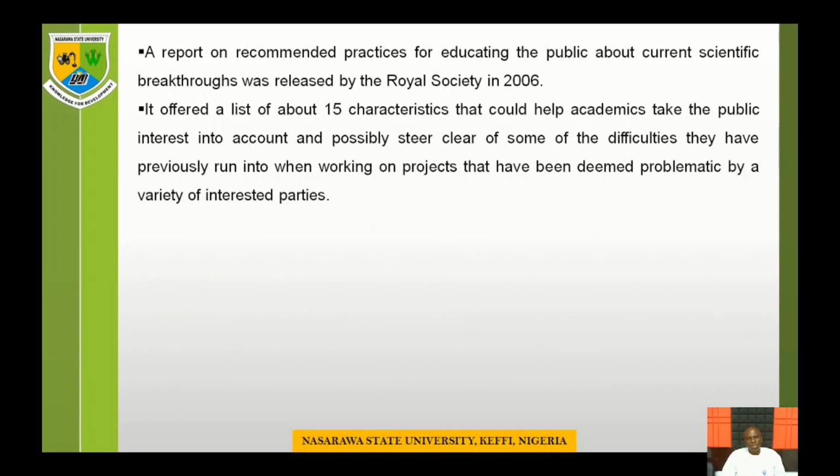A report on recommended practices for educating the public about current scientific breakthroughs was released by the Royal Society in the year 2006. And this report offered a list of 15 characteristics that could help academics take the public interest into account and possibly steer clear of some of the difficulties they have previously run into when working on projects that have been deemed problematic by a variety of interested parties.